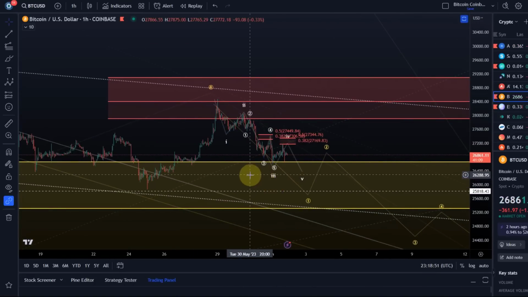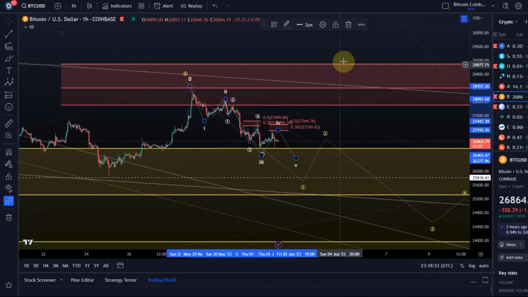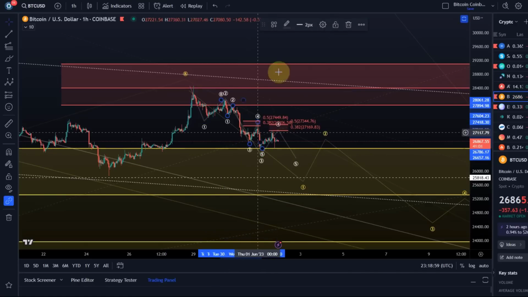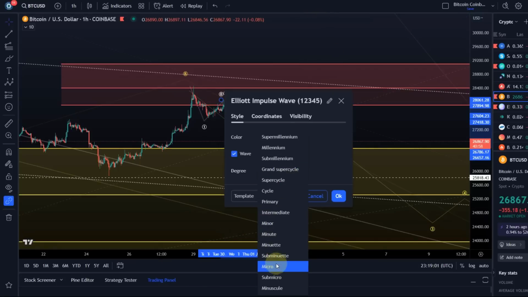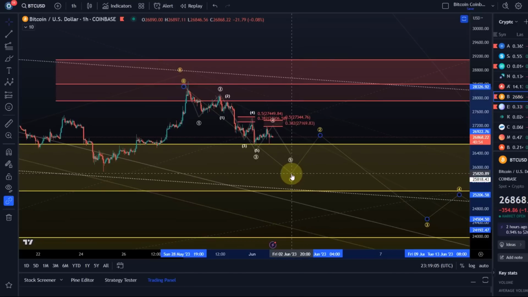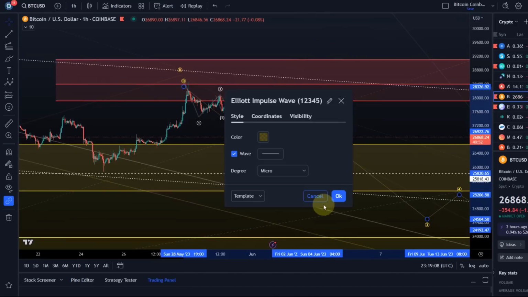Okay, so this is certainly a count that's valid, but I will have to change the wave degrees here a little bit. It's a bit off. Let's just do that here right now. But there is another interpretation, which I might change maybe tomorrow or so, depending on how it's behaving.